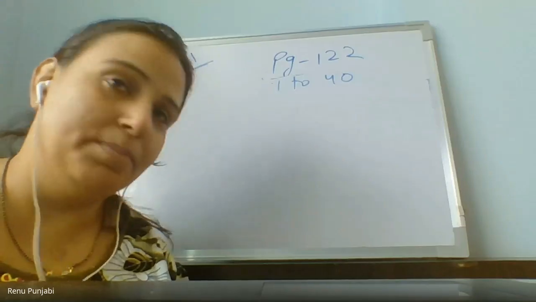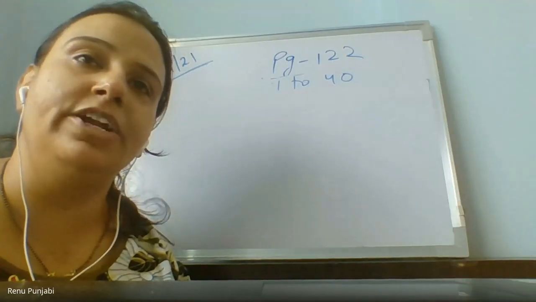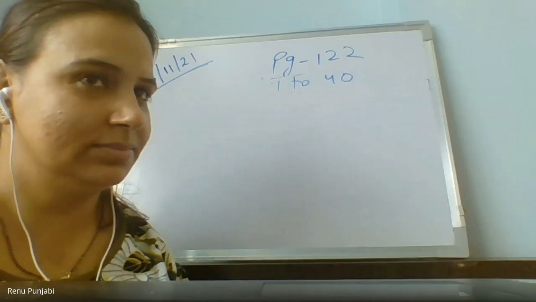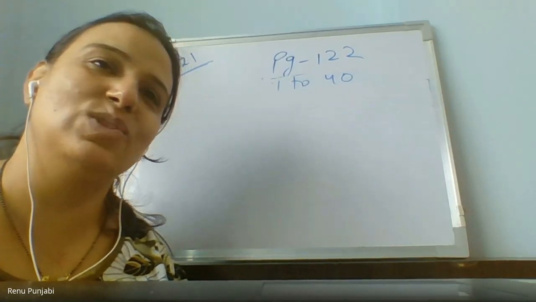Okay, now listen to me, students. Page number 122. There is a trick of 10 also. 1, 2, 3, 4, 5, 6, 7, 8, 9, 10, then add zeros at the back. There is a trick for 11 too, so the 11 and 10 tables are easy.